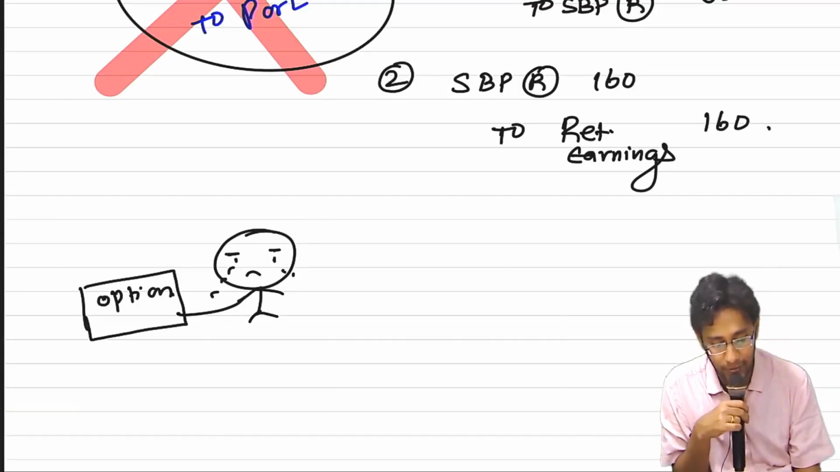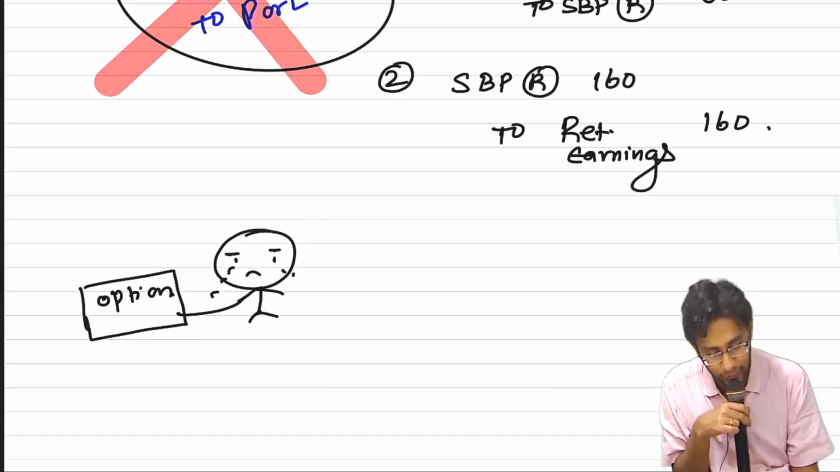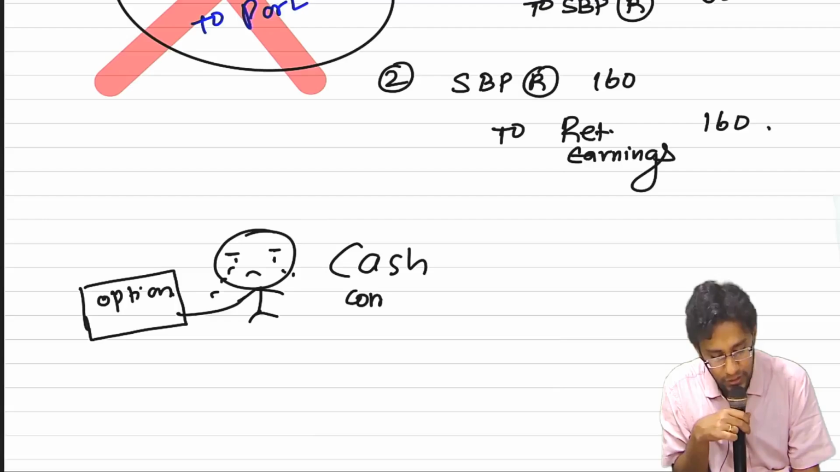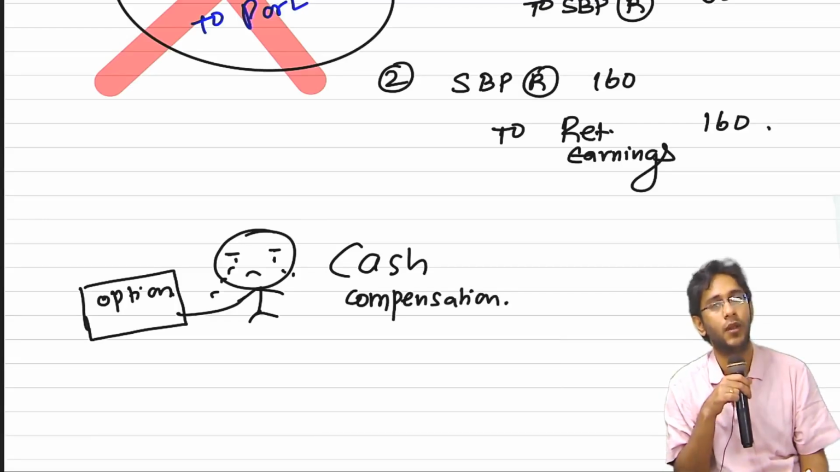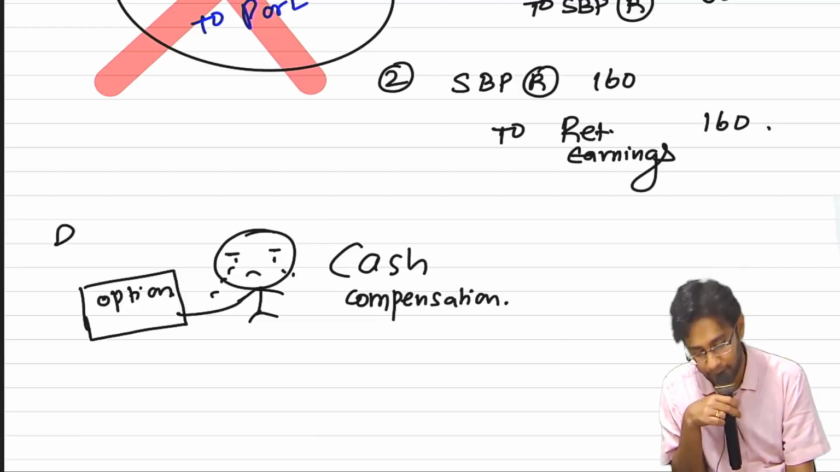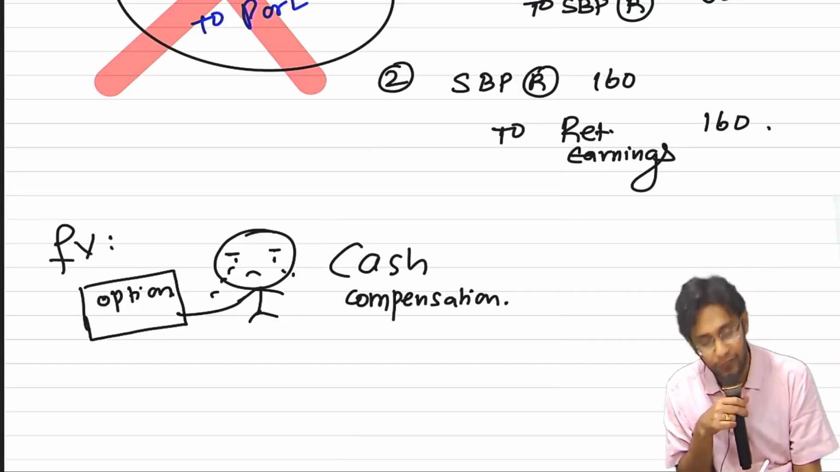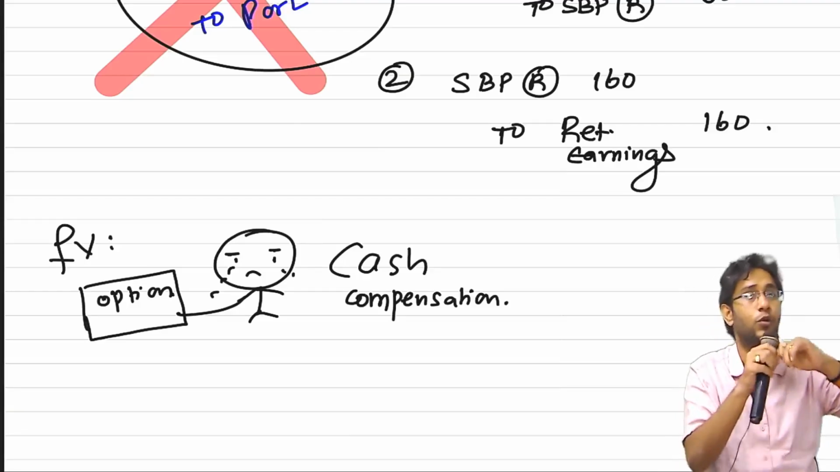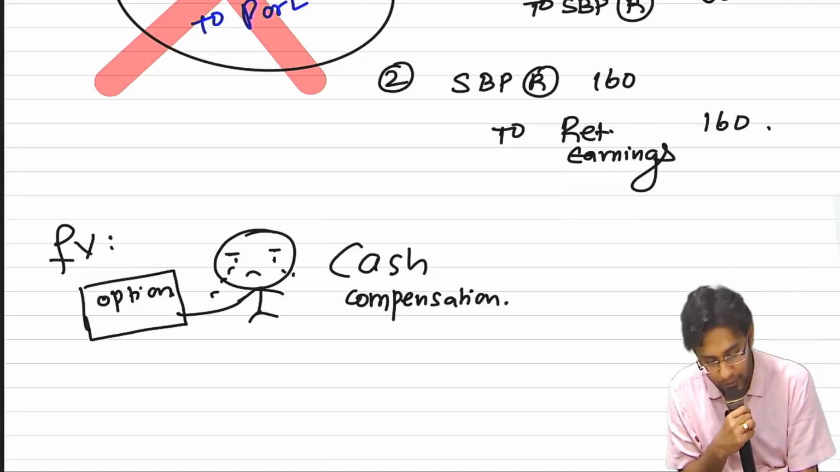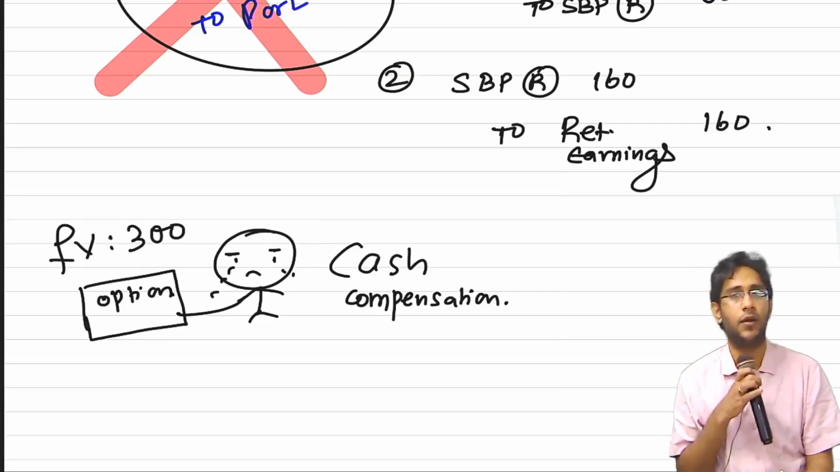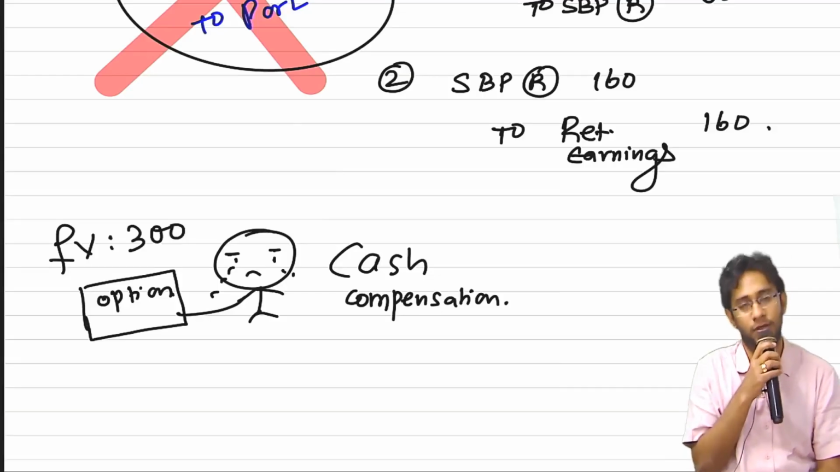So the company tells him, Babu, don't cry, we will pay you cash. Cash compensation is given to him to make him stop crying. He is still not stopping. Why is he not stopping? Does he want to extract more money from you? Fair value of the option on the day you cancelled the option was 300 rupees. Let us see how much cash the company pays.